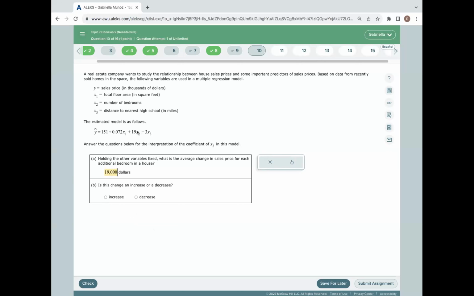I was kind of understanding that, but then I was getting thrown off, so just remember the thousands, square feet, and miles. Is it a change? Because it's positive, it's an increase.